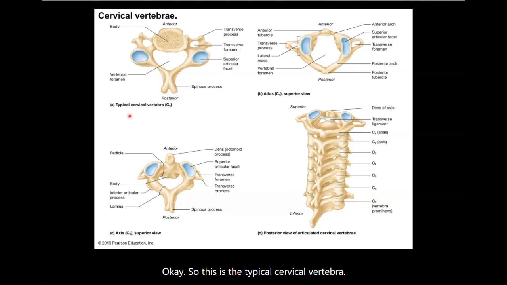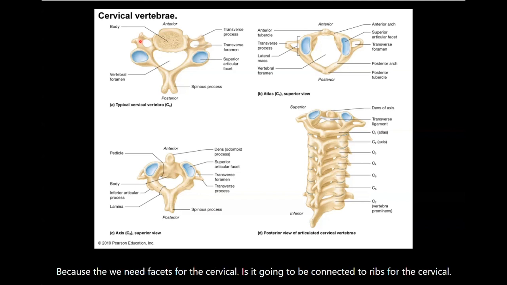So this is a typical cervical vertebra. This is C5. Does it have a body? Does it have a spinous process? Okay. And then does it have transverse process? Yes. But everyone, do you see the transverse process for the cervical? It looks different than the thoracic. Okay, because do we need facets for the cervical? Is it going to be connected to ribs for the cervical?